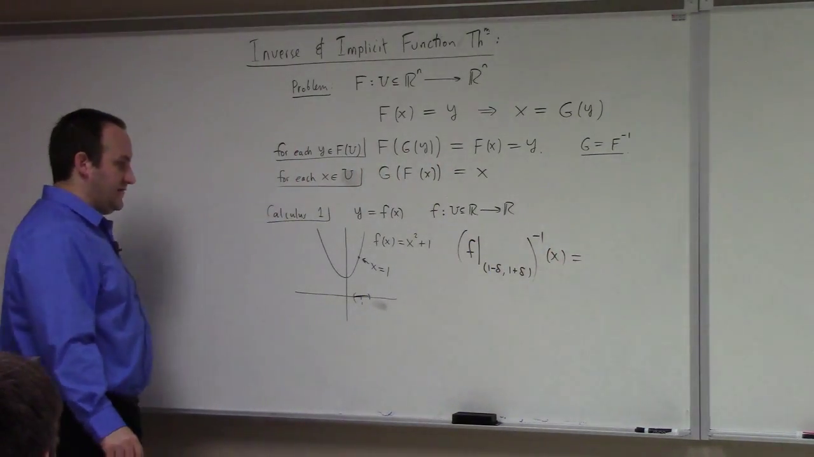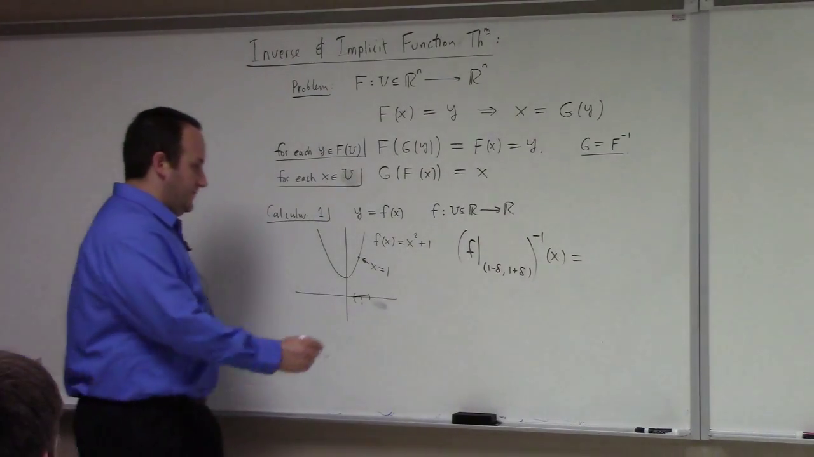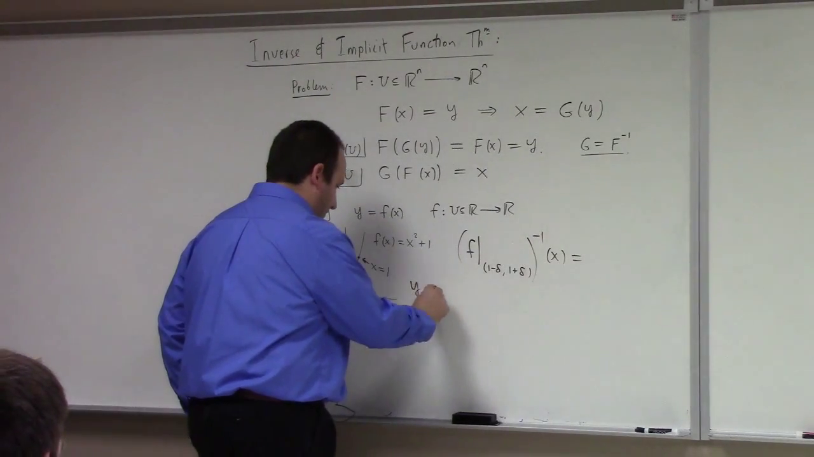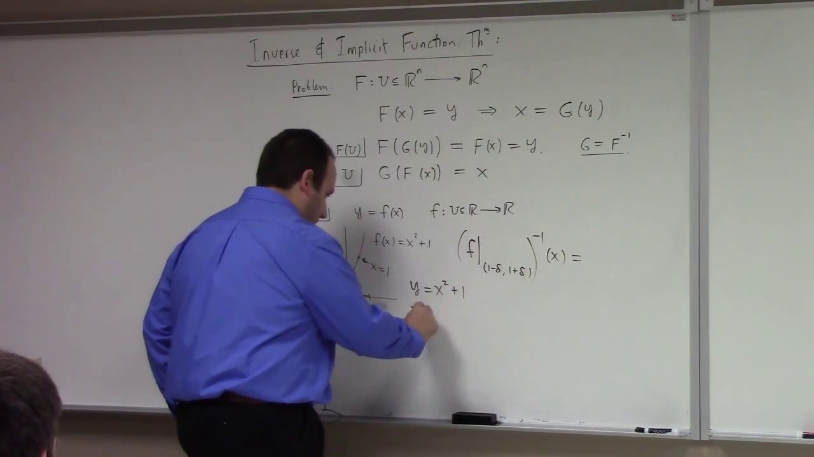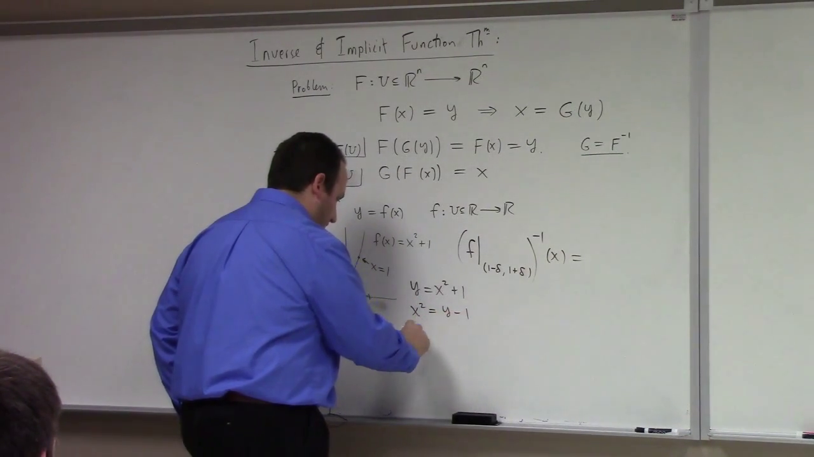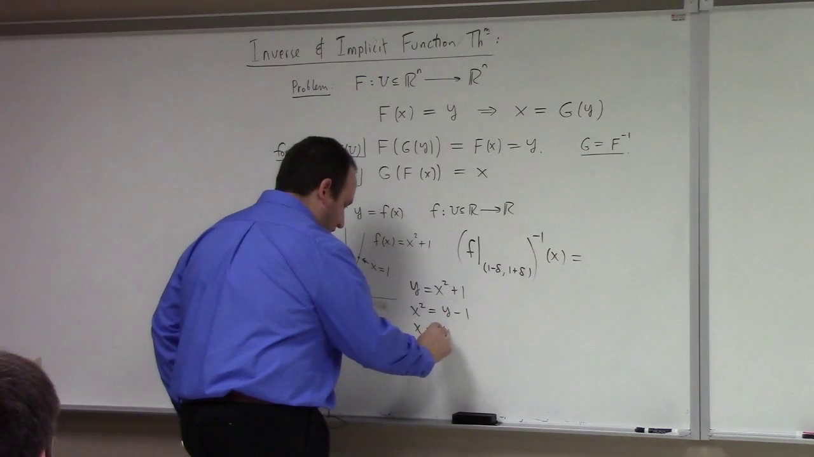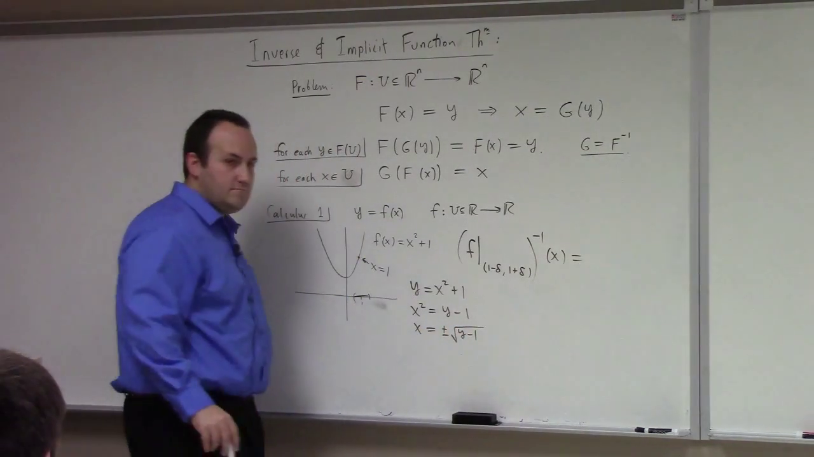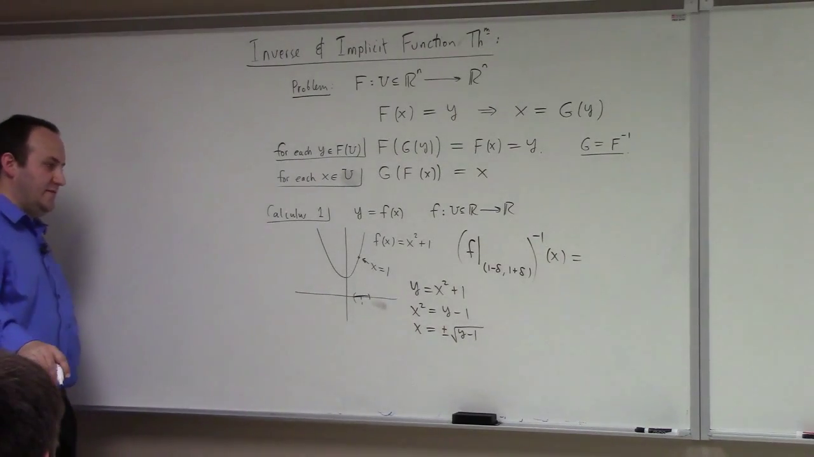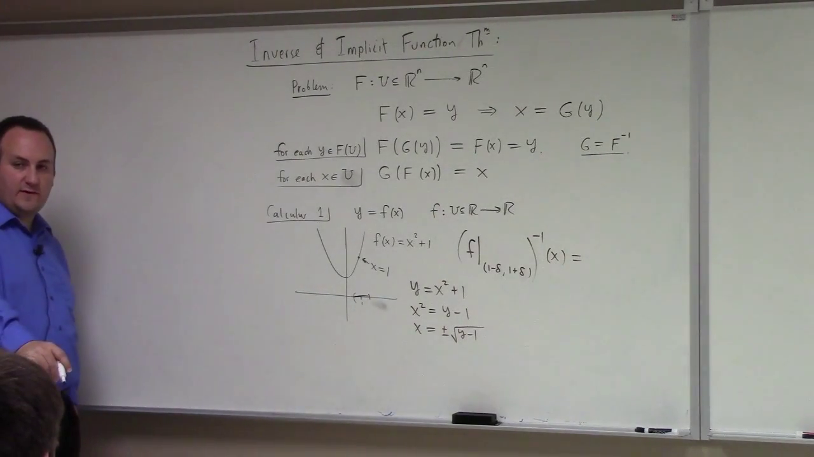What's the inverse there? Well, you know what it is. You say y is equal to x squared plus 1. You solve for x by taking the square root. Of course, in general, the algebra gives you plus or minus the square root of y minus 1. But because of the context, we choose the positive square root, right?